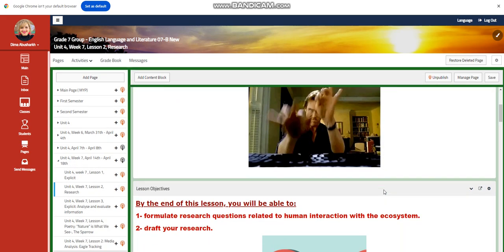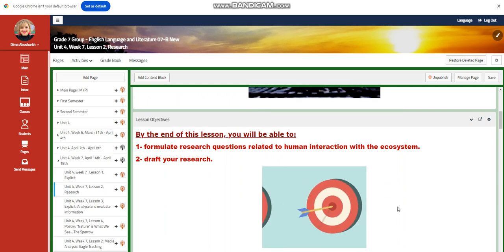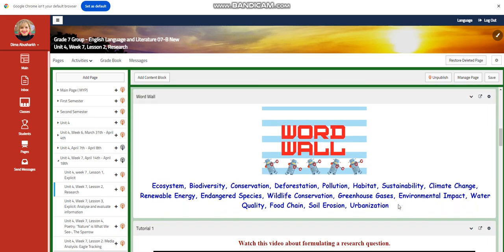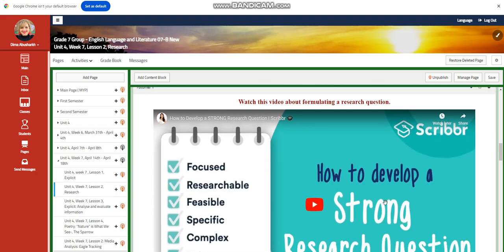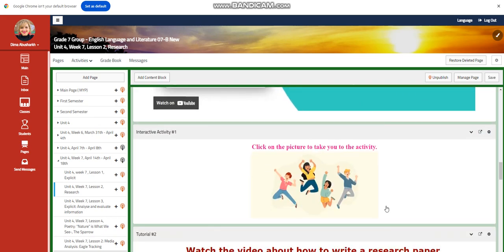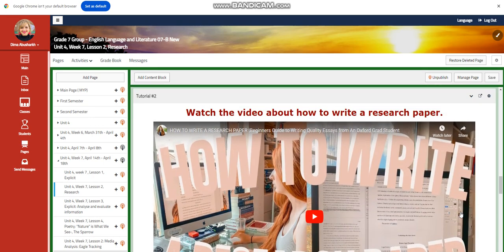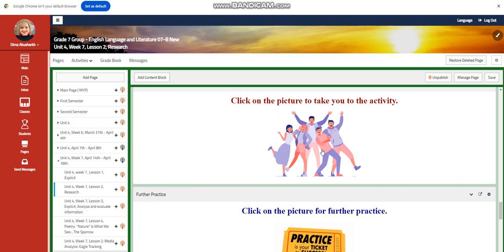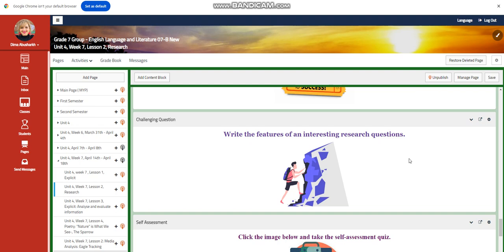In lesson 2, we will have another explicit, which is research. You're going to formulate research questions related to human interaction with the ecosystem, and you need to draft your research. Our word wall includes ecosystem, biodiversity, conservation, deforestation, urbanization, food chain, quality. First, you're going to watch a video about how to develop a strong research question, and then you will have another interactive activity related to that. Then you're going to watch how to rewrite a research paper, and you will have another interactive activity related to that. Further practice, and for the challenging question, write the features of an interesting research question.